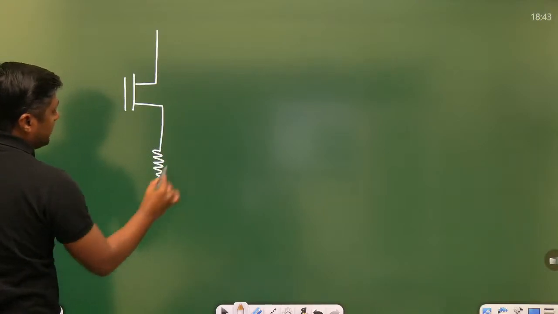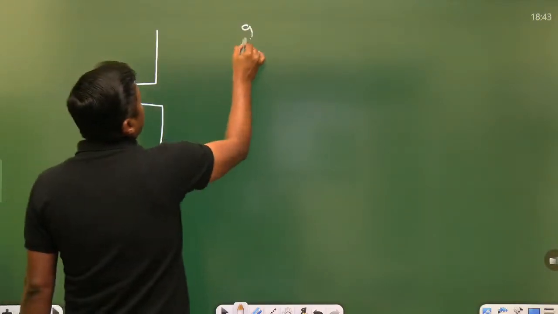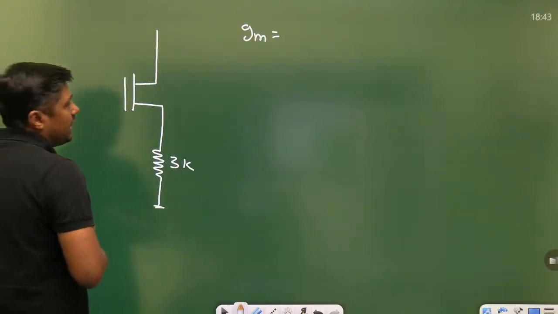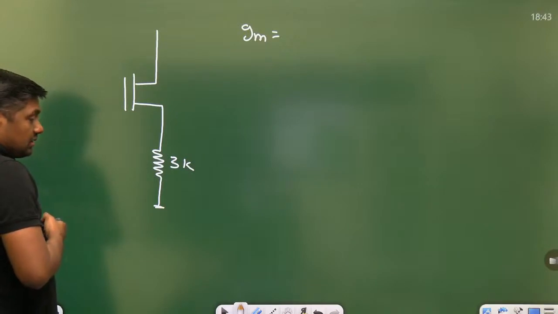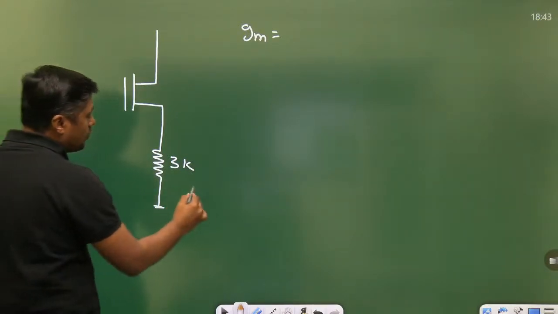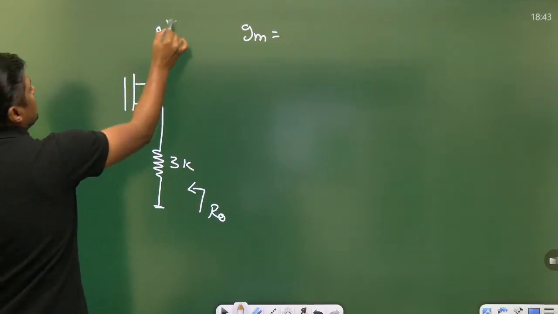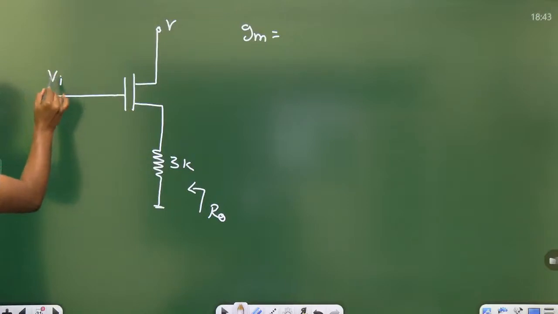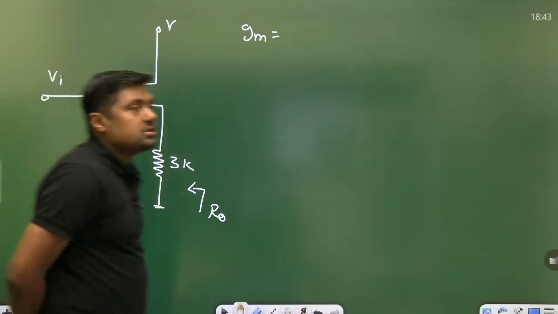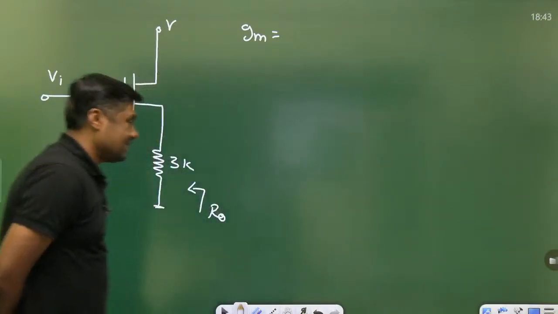This is connected here, something like 3 kilo ohm, and the gm is given here. Some value of the gm is given, right? And then you have to find the output resistance here. Simple question. The input is connected here and find the output resistance. A number of students have given 3 kilo ohm as the answer. But what is the answer?